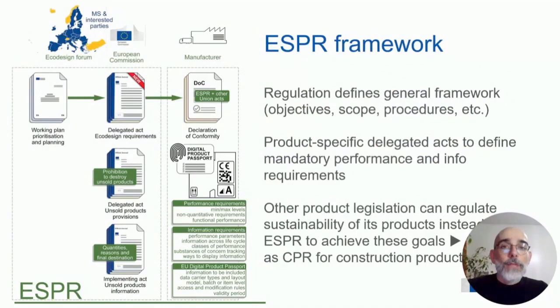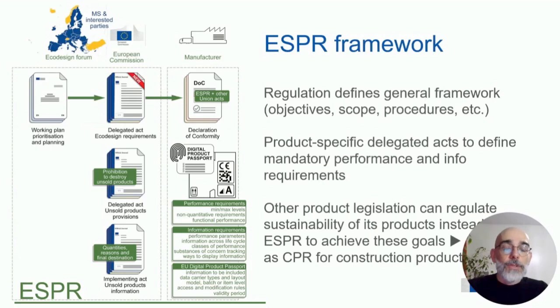The framework of the Eco-Design for Sustainable Products Regulation, as you see, is based on delegated acts. These delegated acts are documents that are adopted by the European Commission, are product-specific and will define the specific obligations of the manufacturers, the labeling, the information to be delivered, and all the details that are required to place a product in the European market. This is an important message that you should take into consideration.